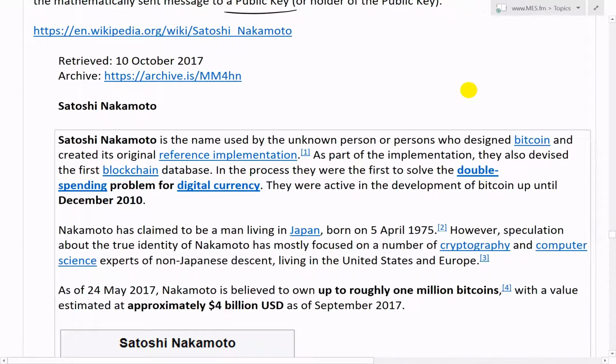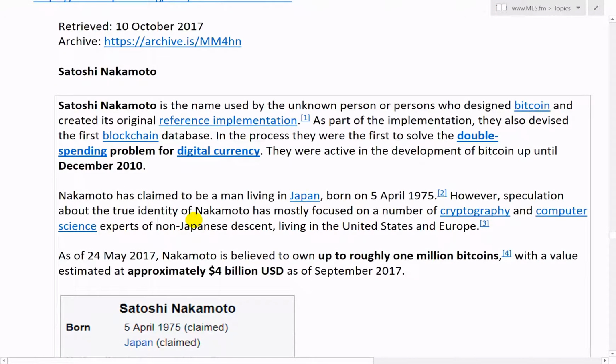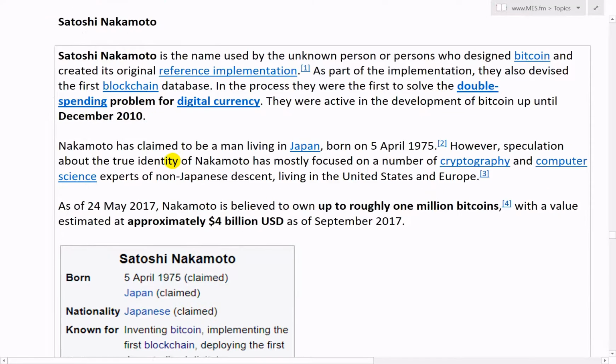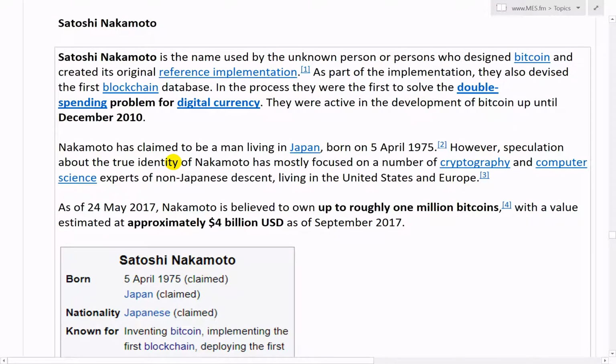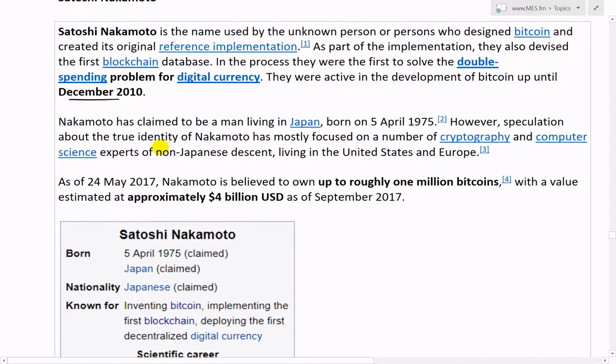So now let's read up on Satoshi Nakamoto a bit. Very intriguing character or characters. Satoshi Nakamoto is the name used by the unknown person or persons who designed Bitcoin and created its original reference implementation. As part of the implementation, they also devised the first blockchain database. In the process, they were the first to solve the double spending problem for digital currency. They were active in the development of Bitcoin until December 2010.